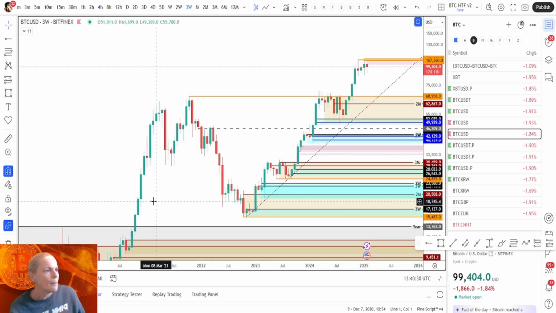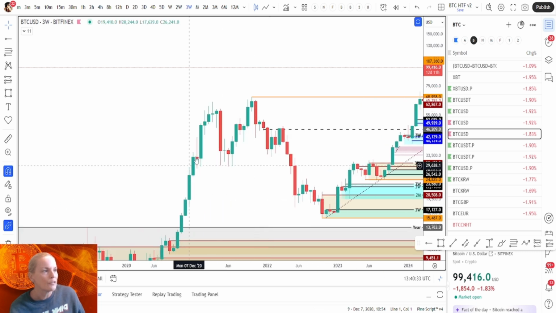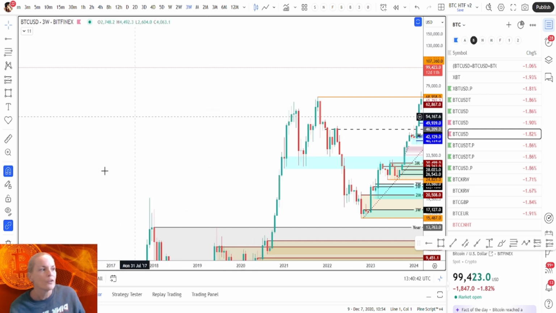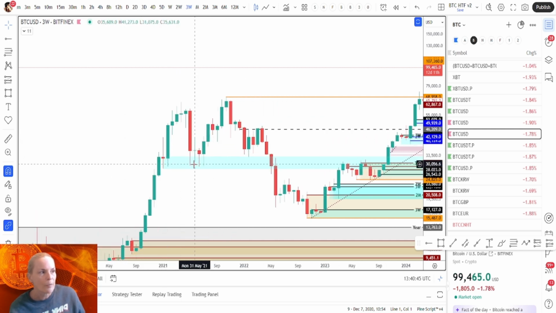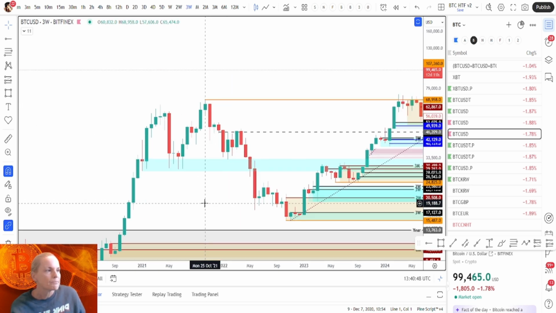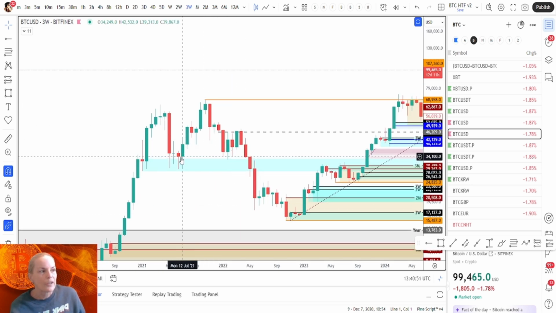And maybe I should use previous zones to see. So here, for example, we had a 3-week demand, consolidated for 3 weeks, broke hard away from the zone. There's no resistance in this case. When it comes back to the zone, you expect some sort of a reaction. Secondly, this again as an example of a weak zone. Once it came back, it then created a new 3-week demand in here.